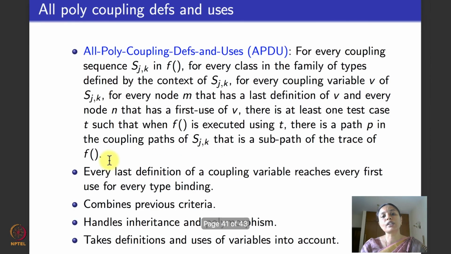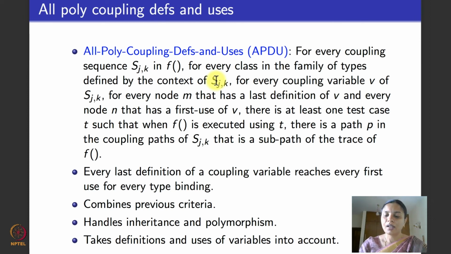So obviously the next one is going to be every last definition reaching every first use with inheritance and polymorphism, and this is the mother of all criteria. It includes polymorphism and polymorphic call sets, and it says every coupling variable, every definition to every use has to be covered. Don't worry about this definition being long. What it basically says is, if I have a coupling sequence in a function f, then for every class in the family of types defined by the context of Sjk, consider every coupling variable in that, and then consider the nodes in which the last definition happened and the first use happened.